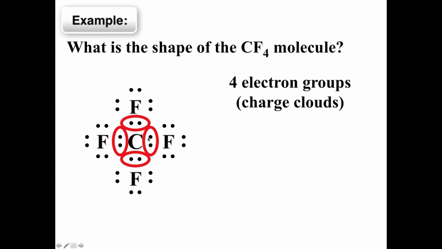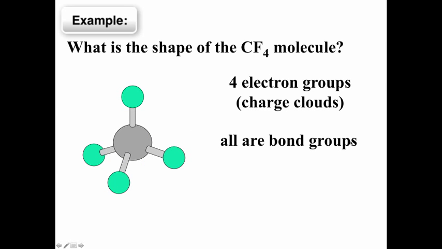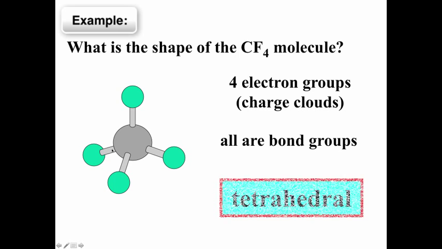And so here we have 4 electron groups, or 4 charged clouds. And when we have 4 charged clouds and all of them bond to something, then it looks something like that. And that's one of the shapes we've seen before. One charged cloud bonded to an atom, a second charged cloud bonded to an atom, a third, and a fourth. And that is the shape that we call tetrahedral.